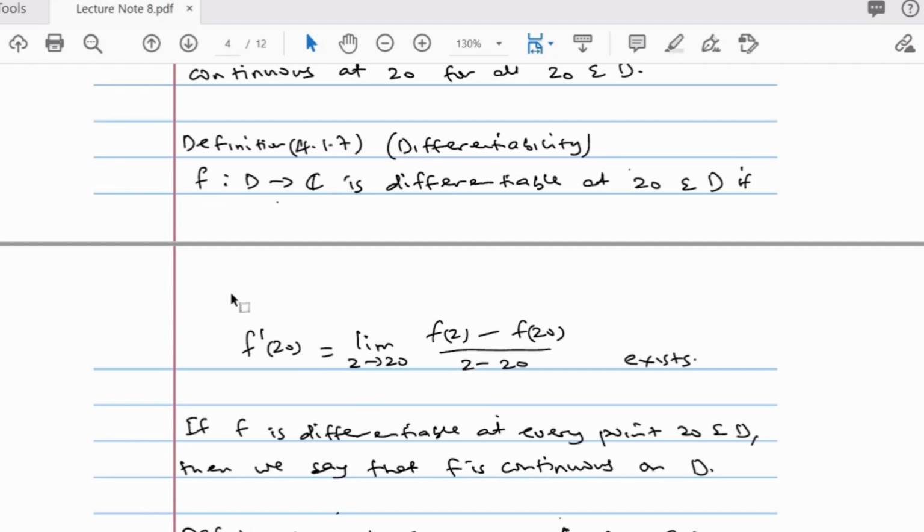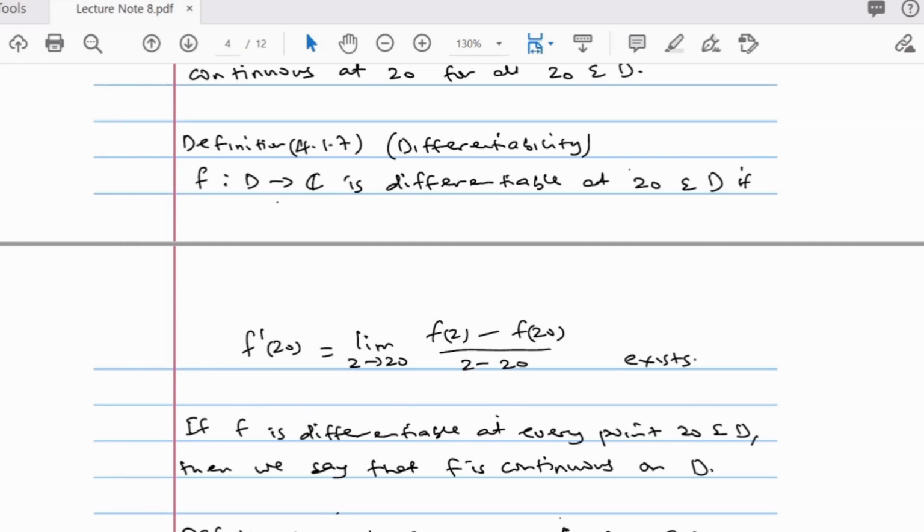If the limit exists, I denote the limit by f prime of z naught, and I say that f is differentiable at this point, which is z naught. So f is differentiable at the point z naught in the domain if this limit exists. I denote this limit by f prime of z naught, meaning the first derivative of f at z naught. If the limit exists, we say that f is differentiable at z naught.